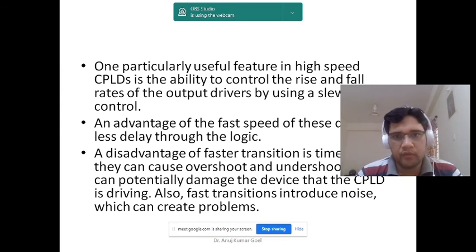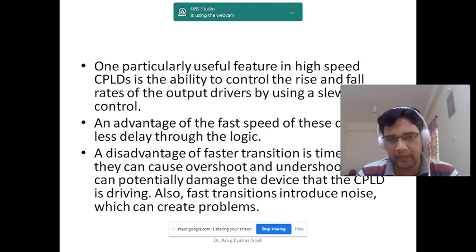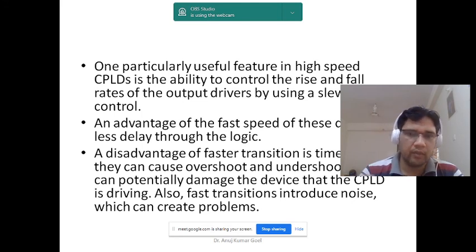One particularly useful feature in high speed CPLDs is the ability to control the rise and fall rates of the output drive by using slew rate control. Slew rate control is also there, with the help of the tri-state buffer. An advantage of the fast speed of these devices is less delay through the logic, because all devices are predefined. We know the architecture of the input output block, the functional block, and the interconnect matrix.